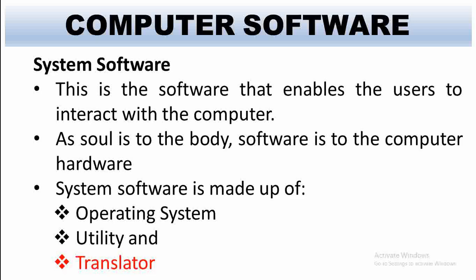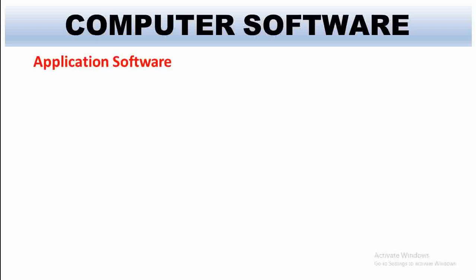All these things are built inside the computer system. So all those programs, operating system, utility, translator, they are all called what? The system software. But if you are talking about the application software, that is where we are really going.